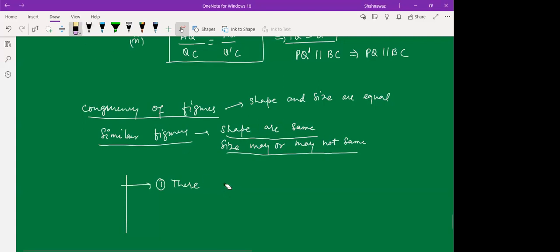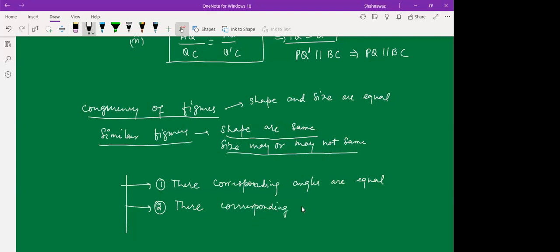corresponding angles are equal. And the second thing is that their corresponding sides are proportional. So what do I mean by that? Let's say I take the example of two squares.